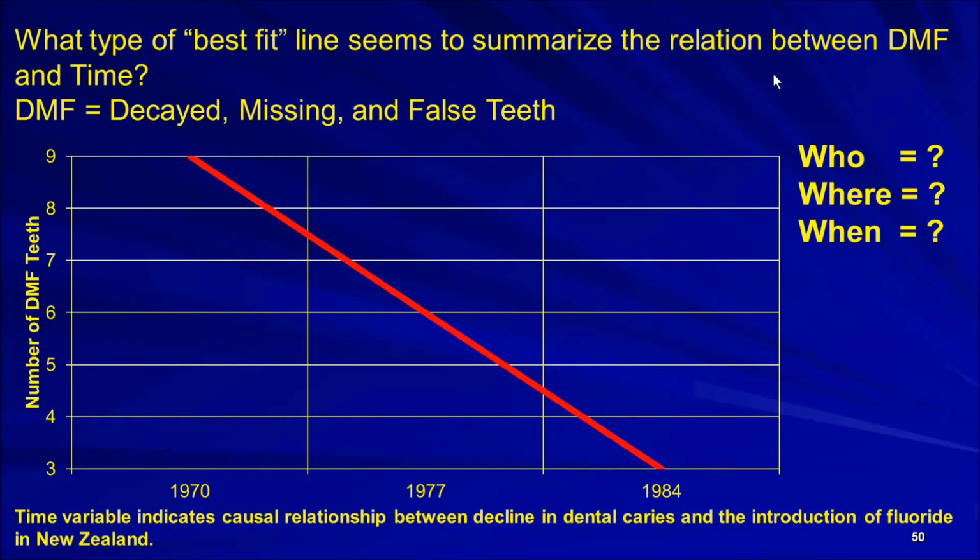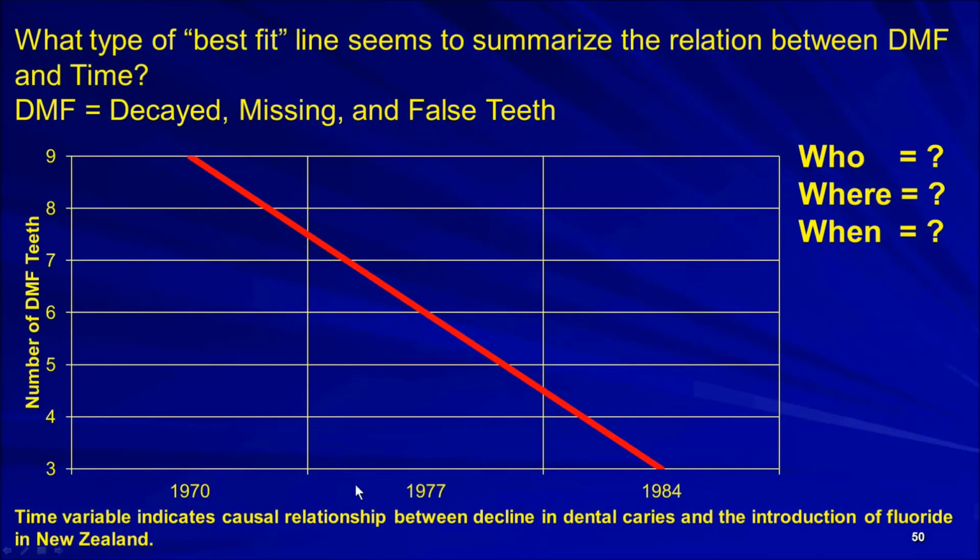So now we're talking about fluoridation here, and we're talking about DMF: decayed, missing, and false teeth. And we're seeing that there was a trend that happened in New Zealand. So if we ask who we are concentrating on, we're concentrating on those with DMF. Where? We're concentrating on New Zealand. When? We're concentrating from 1970 to 1984.